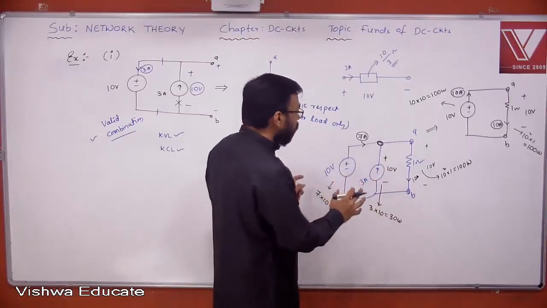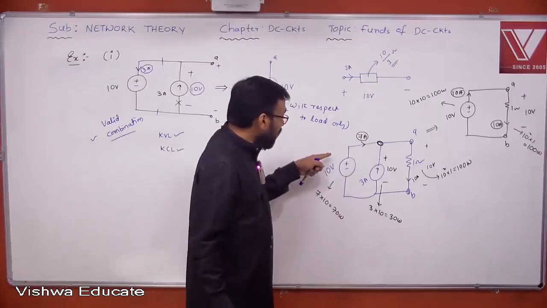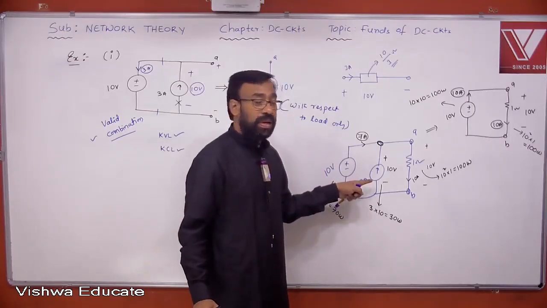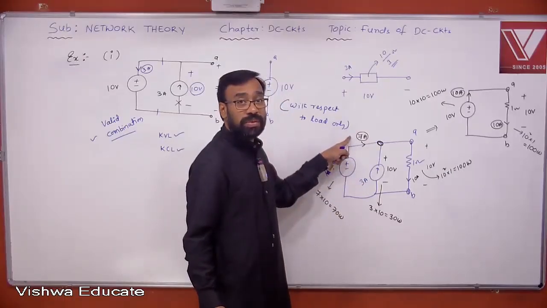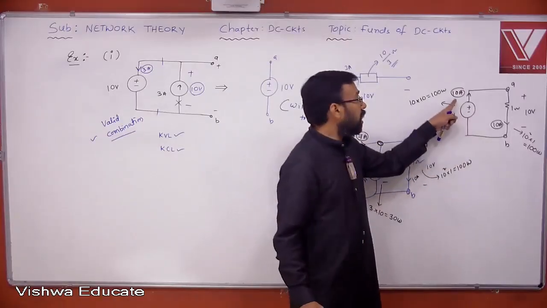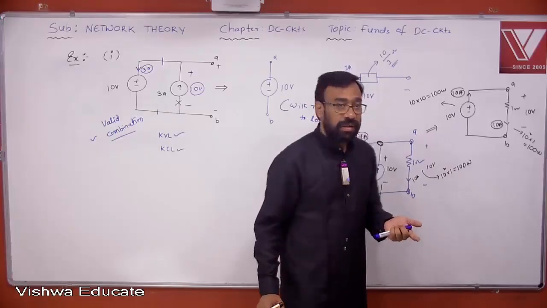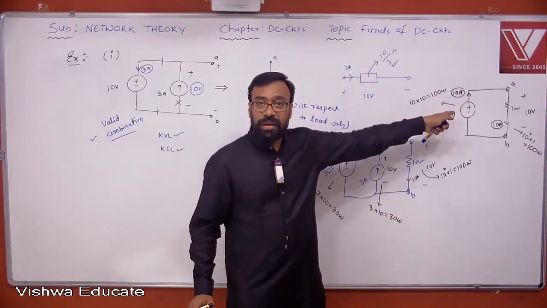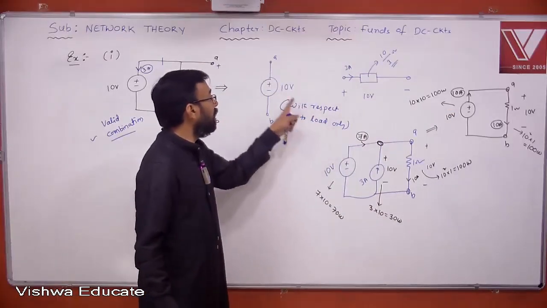But in the same question, if somebody is asking, what is the current flowing through the 10 volts, can you neglect it? No, because when the current source is present, the current flowing through the voltage source is 7 amperes. When the current source is absent or neglected, the current flowing through the 10 volt source is 10 amperes. But which is correct here? This is correct, that is not correct. You understand, all of you, okay? So that is why this is possible only with respect to load.